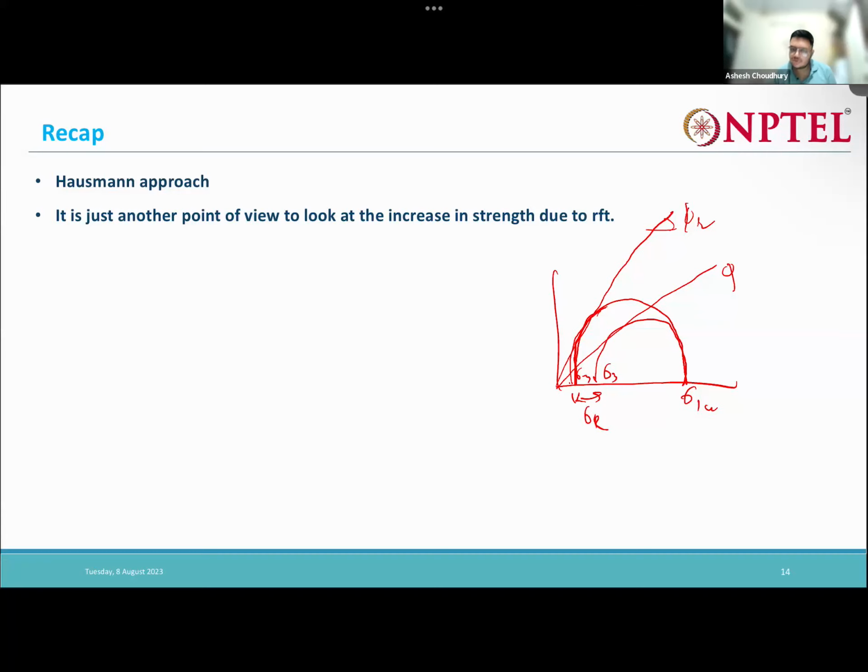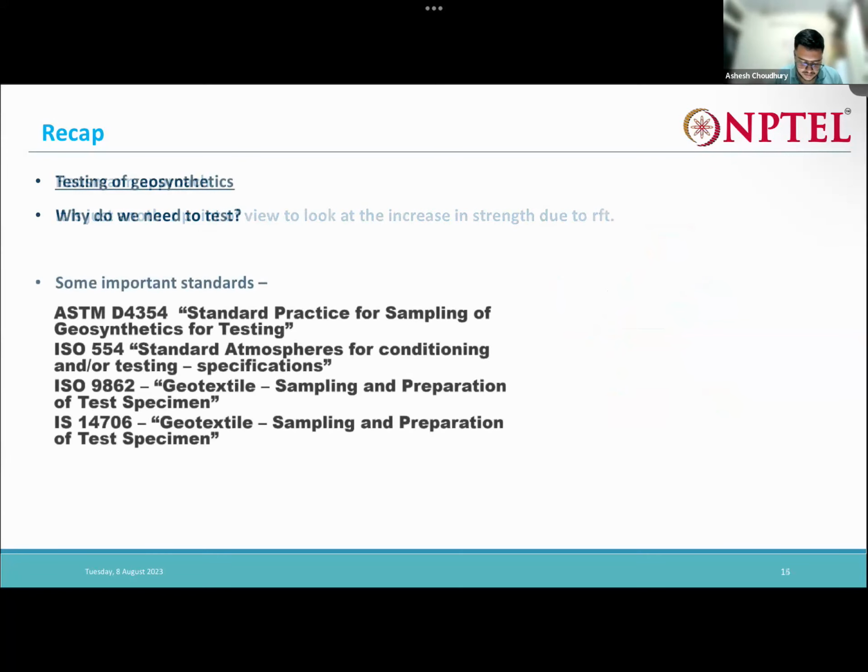Now next we will be moving to the testing part. So why do you need to test? What is the need of testing? So the first need is to identify the product.